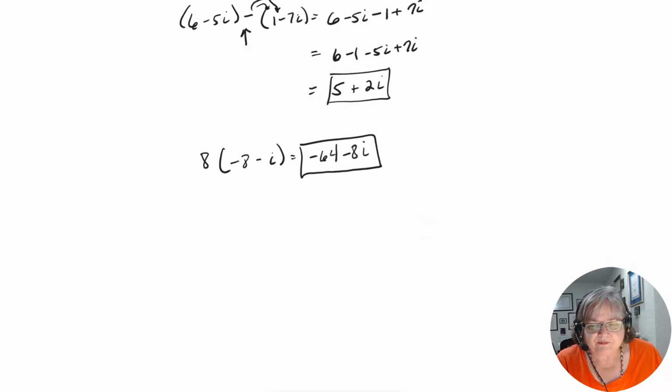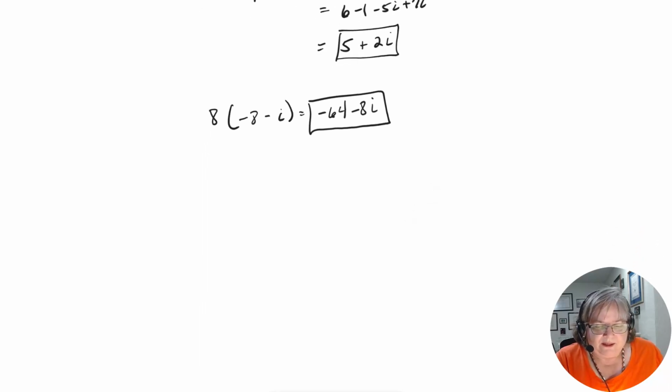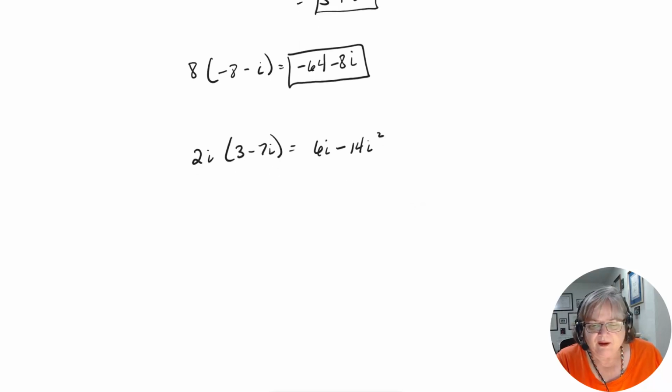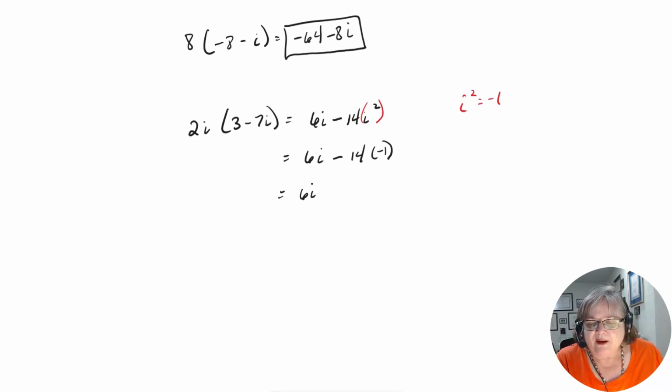All right. Let's do 2i times (3 minus 7i). So you would have 2i times 3 is 6i. 2i times minus 7i is minus 14i squared. So you have 6i minus 14. And remember that this i squared is actually a negative 1. So you have 6i, and negative 14 times negative 1 is plus 14.